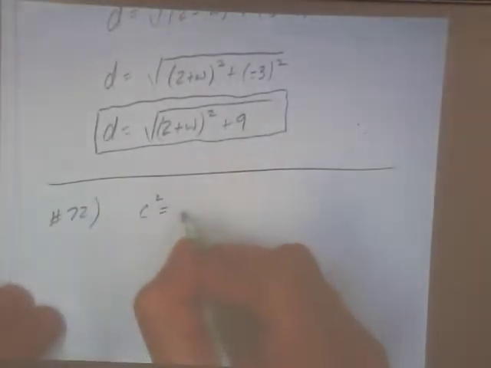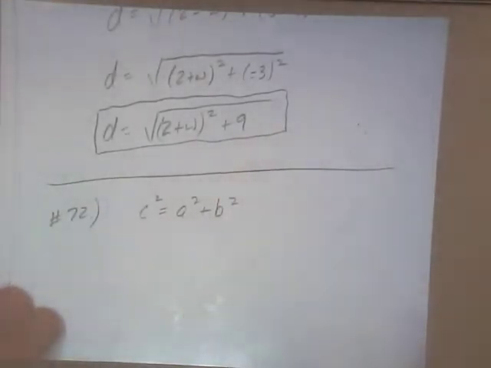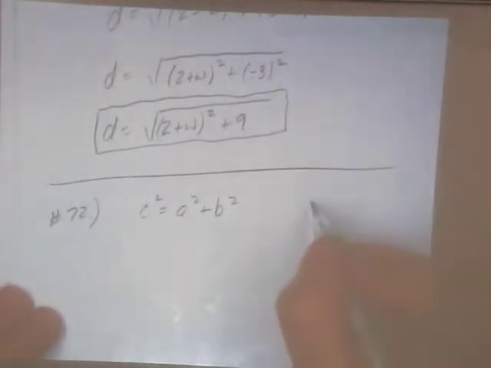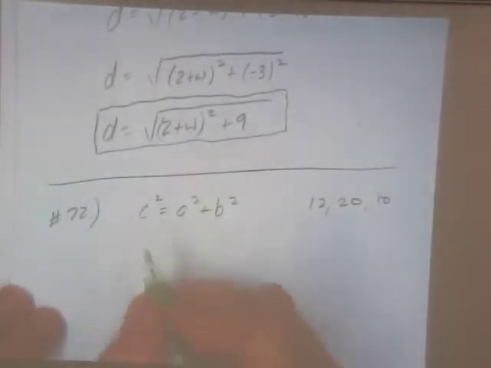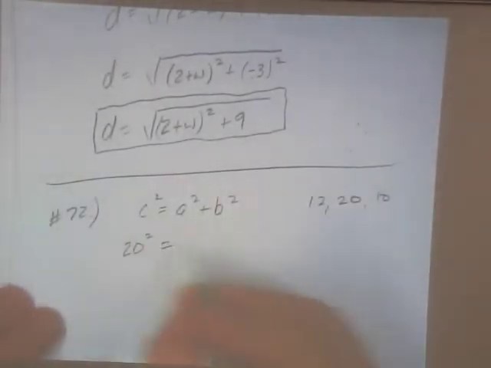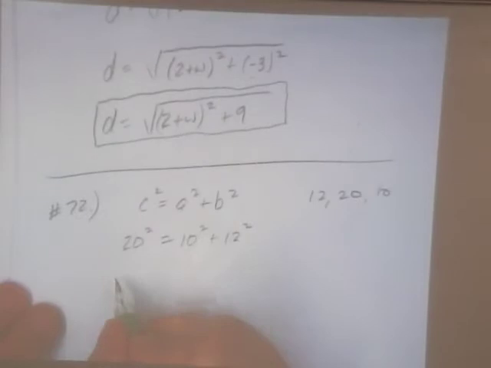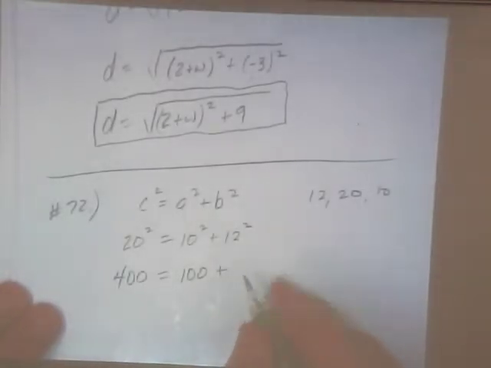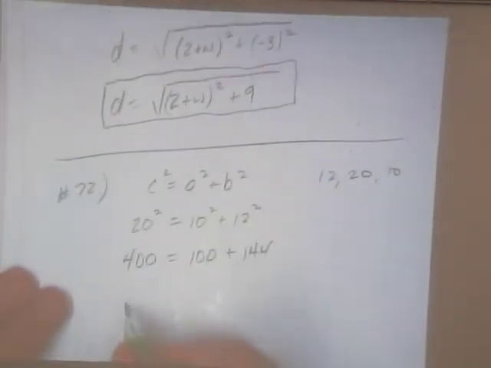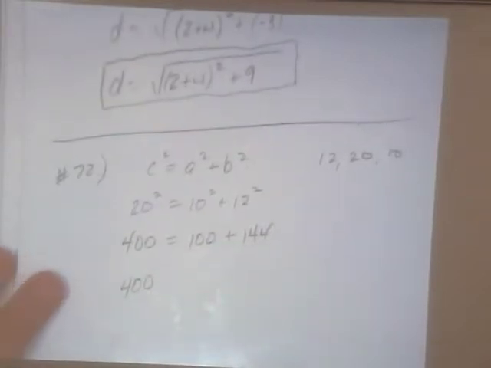So C squared equals A squared plus B squared. The C is always the biggest side, right? We've got 12, 20, and 10, so the 20 has to be our C. So put the 20 in. It equals 10 squared plus 12 squared, right? What's 20 squared? 400. 10 squared is 100, and 12 squared is 144. So I got 400 on the left, and on the right I've got 244.